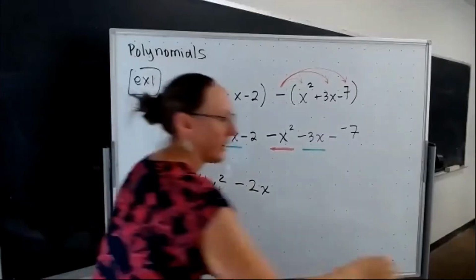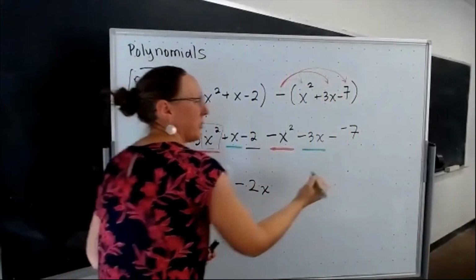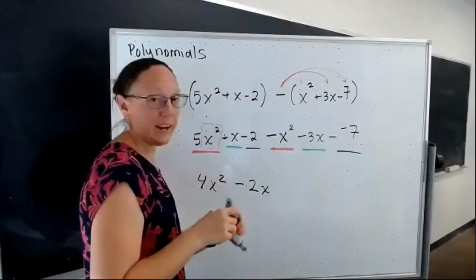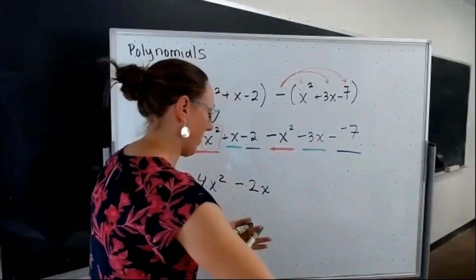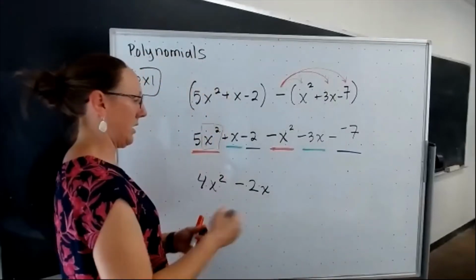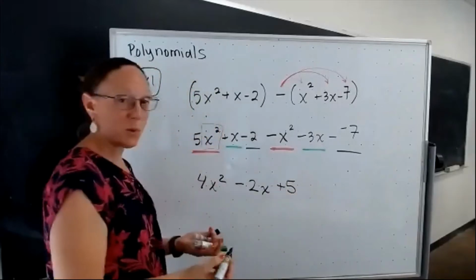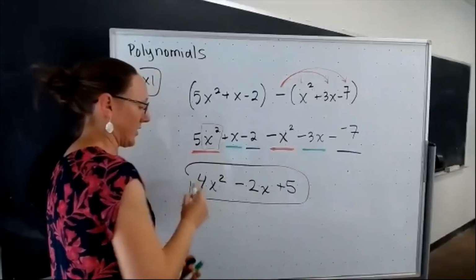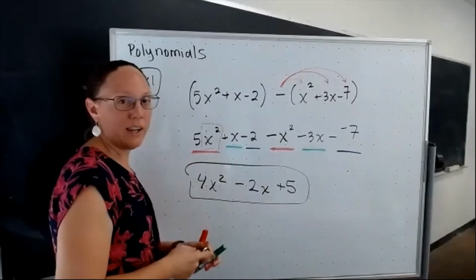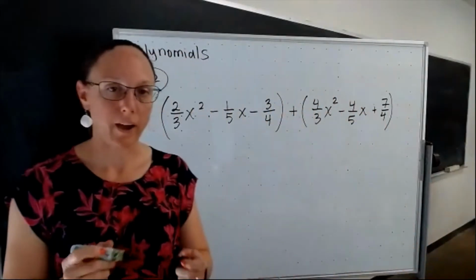And last, we got our numbers here. I've got the constant of negative 2. And then we're subtracting negative 7, which is the same thing as adding 7. And overall, that's given me negative 2 plus 7, so it's plus 5. Not super exciting, but this is the final answer we'd be aiming for if the instructions were to add or subtract.